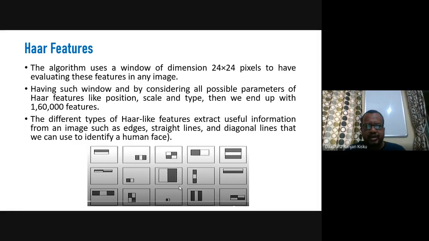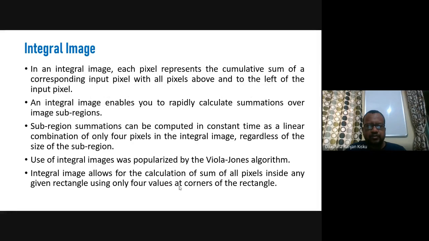Now the problem is that we cannot use this huge number of features on any face image. Therefore we need some technique by which we can reduce the number of features to a couple of thousand Haar features. That means from 160,000 features, we will reduce the number to a couple of thousand, that means 2,000 or 3,000 or 2,500. Such a number of features we need to have to process a face image. For that we use the AdaBoost algorithm.